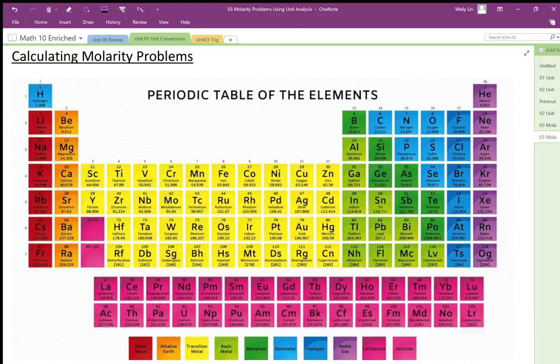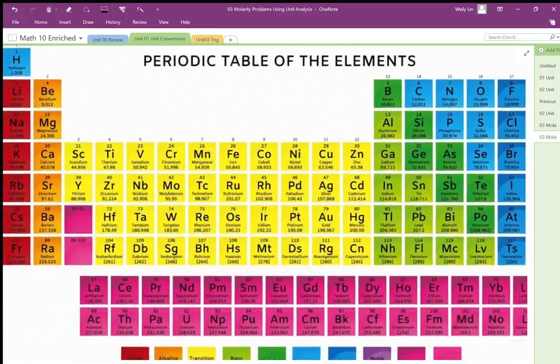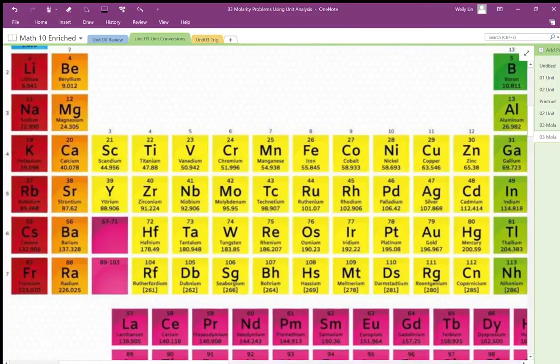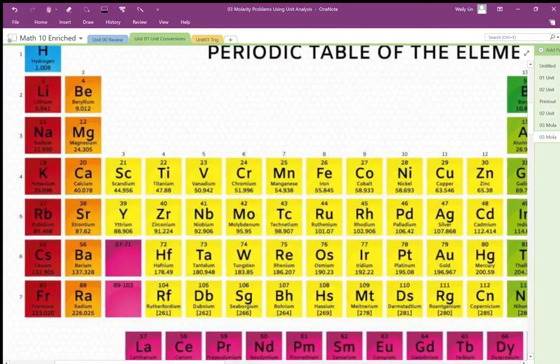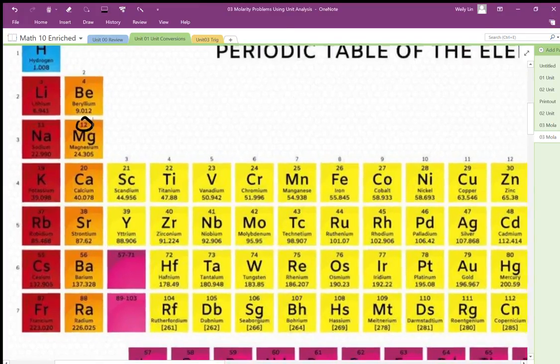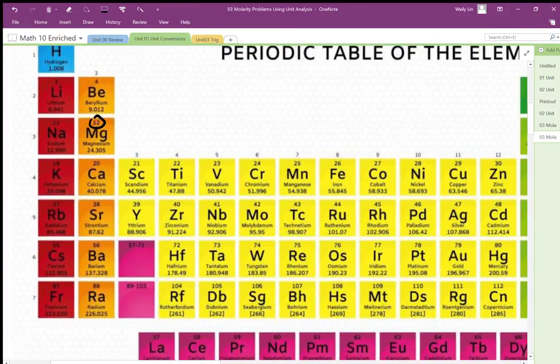So we're going to first start by looking at the periodic table and making sure we understand the periodic table. In the periodic table, the main things that we're going to look at here are the atomic number, that number up top here. The atomic number for magnesium happens to be 12. And there's also a number below that, which is its atomic mass units.